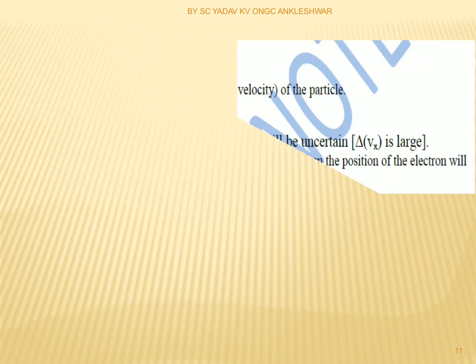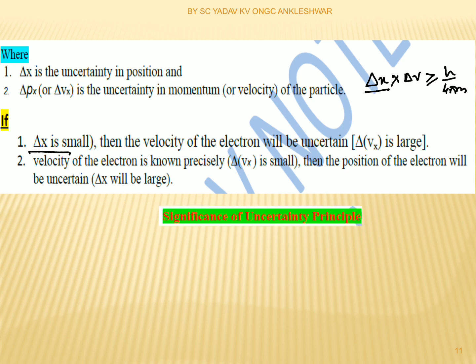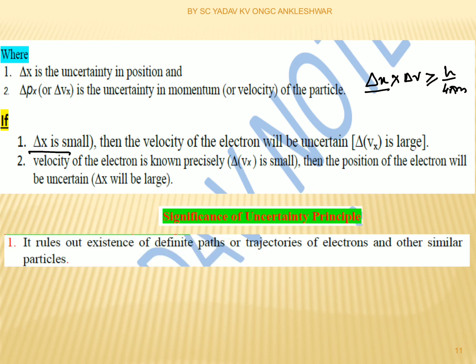So for Heisenberg uncertainty principle, delta x is the uncertainty in position, delta vx is the uncertainty in velocity. Just try to get some conclusion from it. Suppose you have written delta x into delta v is greater than or equal to h by 4 pi m. If delta x is small, it means uncertainty in position is small, then the velocity will be uncertain. And if delta v is small, then the uncertainty in position, delta x, will be large, because the product of these two should always be greater than or equal to h by 4 pi m.